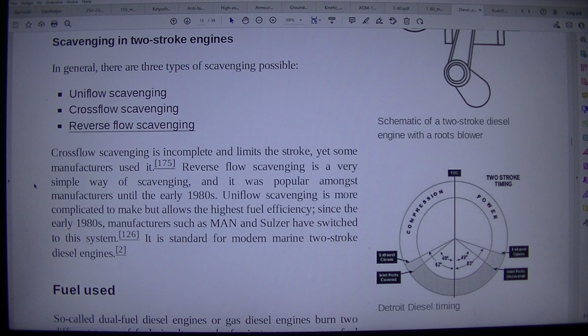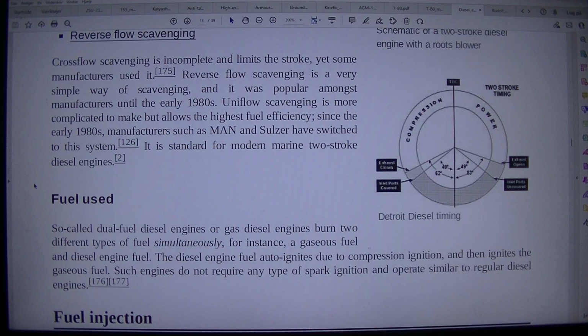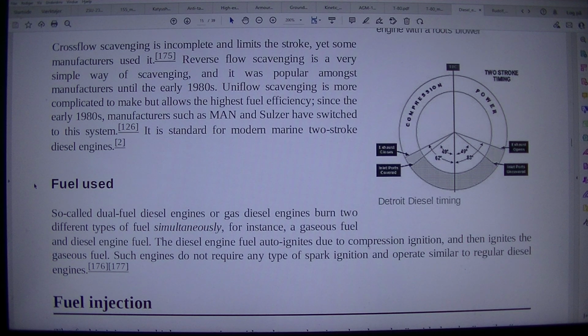Reverse flow scavenging is a very simple way of scavenging, and it was popular amongst manufacturers until the early 1980s. Uniflow scavenging is more complicated to make but allows the highest fuel efficiency. Since the early 1980s, manufacturers such as MAN and Sulzer have switched to this system. It is standard for modern marine two-stroke diesel engines.